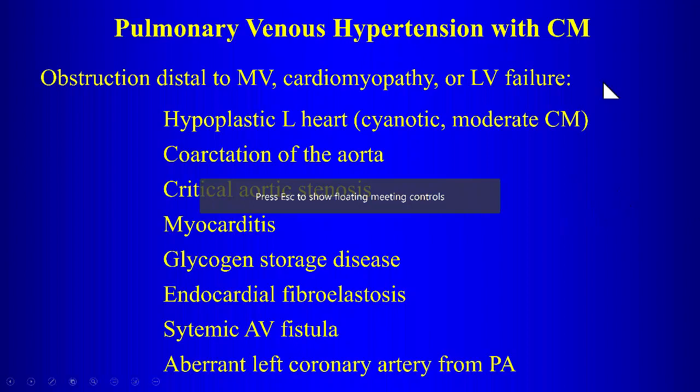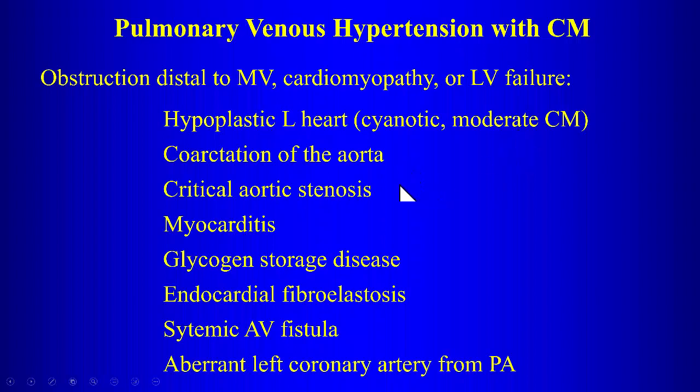Now, if you have pulmonary venous hypertension with cardiomegaly, we can have obstruction distal to the mitral valve, cardiomyopathy, left ventricular failure. So any causes of failure can result in a big heart and pulmonary edema, right? So we talked about hypoplastic left heart. Those patients will have cyanosis.